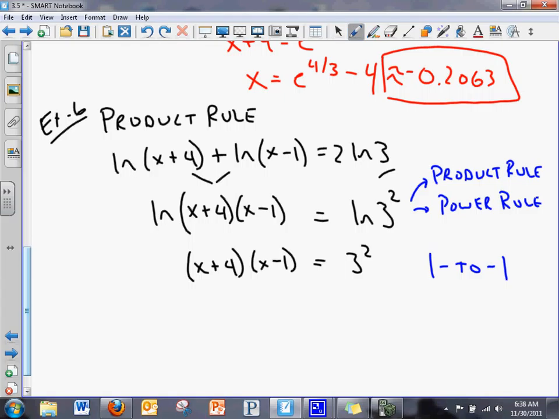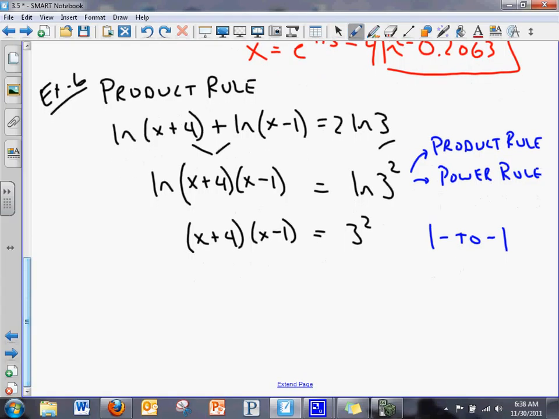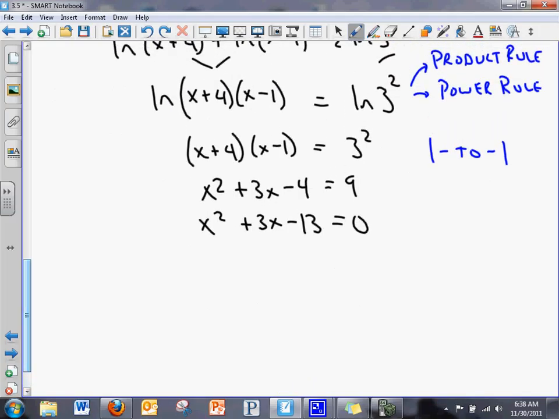All right, and this is a quadratic equation that we can solve. Using FOIL, I've got x squared plus 3x minus 4 equals 9. Subtract 9, I want to set this equal to 0. To save time and space, you can't factor this. You're going to have to use the quadratic formula. I'm not going to do that here. To save time, you can figure that out. But what you'll get is interesting.